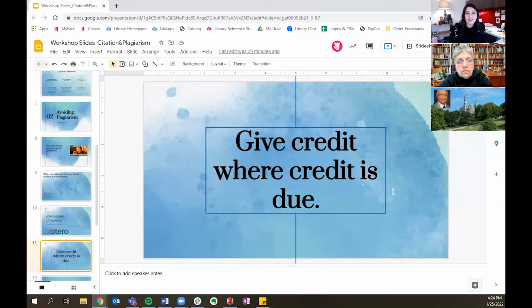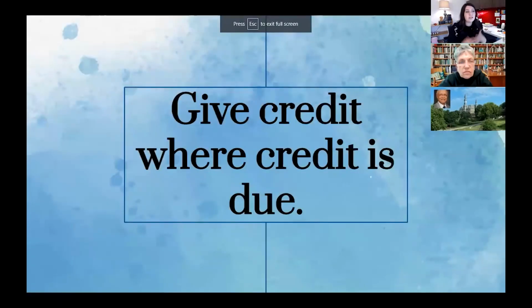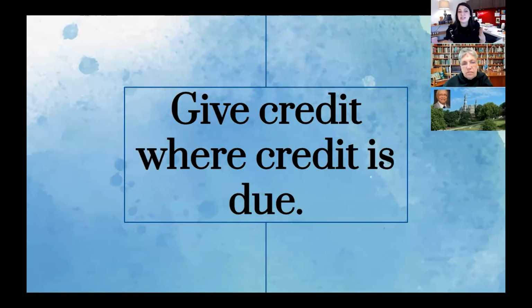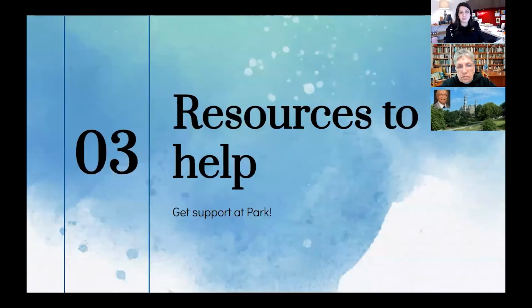All right, so we'll go back to our workshop here. The most important thing to remember, regardless of what you're doing, is just to give credit where credit is due. If you're ever unsure of whether you need a citation, I always say err on the side of more rather than err on the side of less, right? If you're not sure if you need to cite something, always just go ahead and cite it, because you always want to make sure you're giving credit where credit is due.